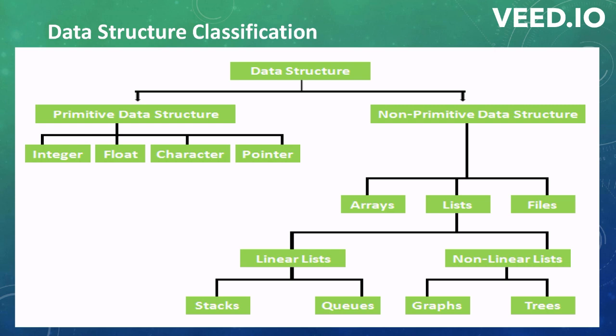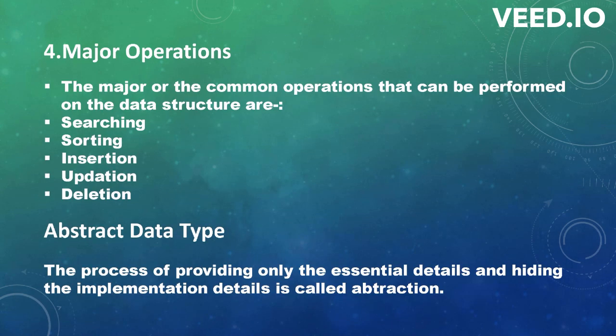Arrays is where you can store a large number of elements in a single variable. And list is divided as linear list and non-linear list. Stack is last in first out, and queue is first in first out, which you'll learn in upcoming chapters. Graphs and trees are where one element is interconnected to many elements. That also you'll learn in the graph and tree chapters. So, major operations performed on data structure are searching, sorting, insertion, updation, deletion.